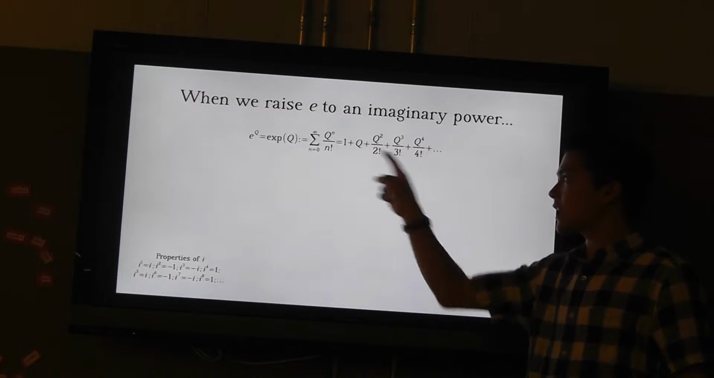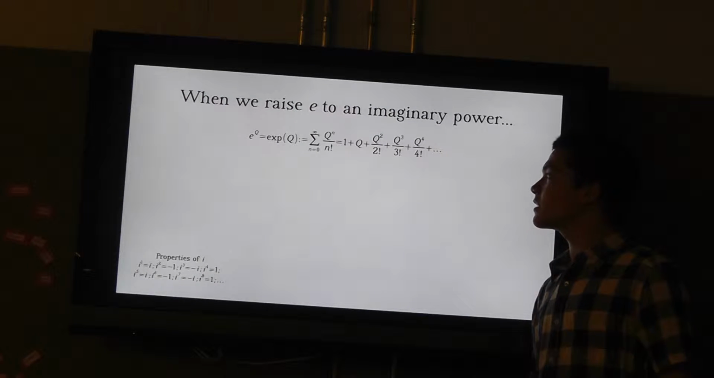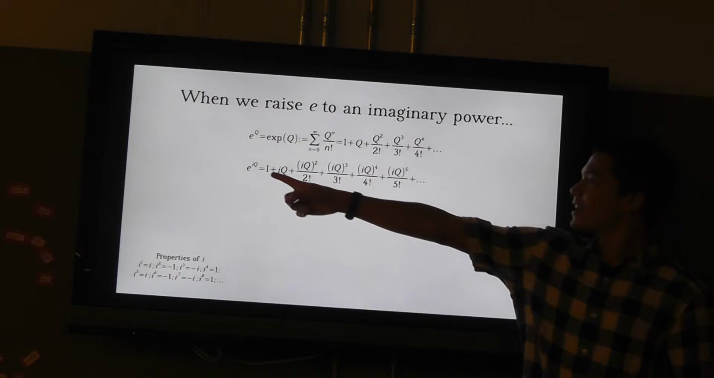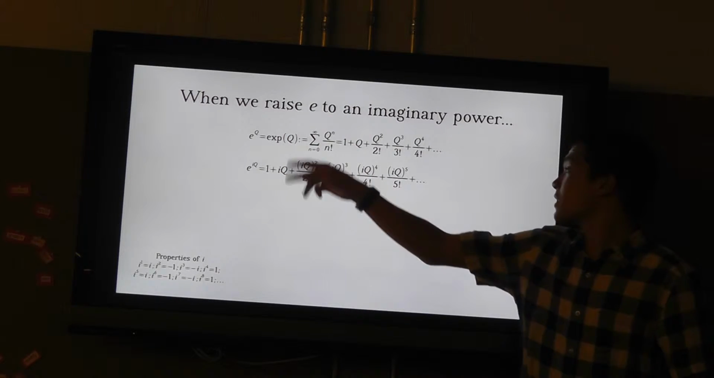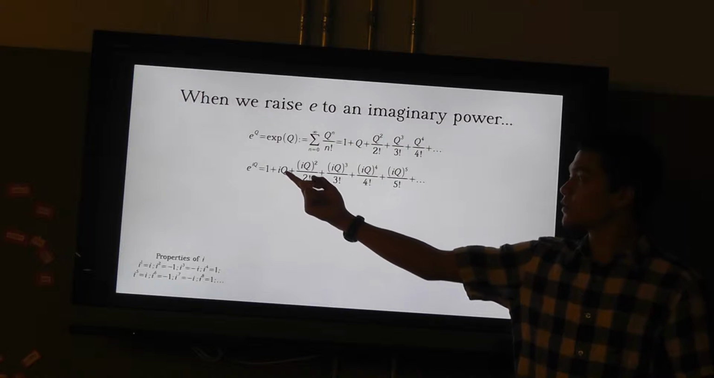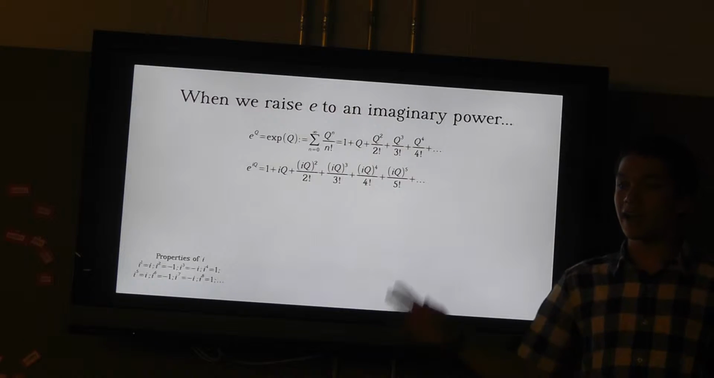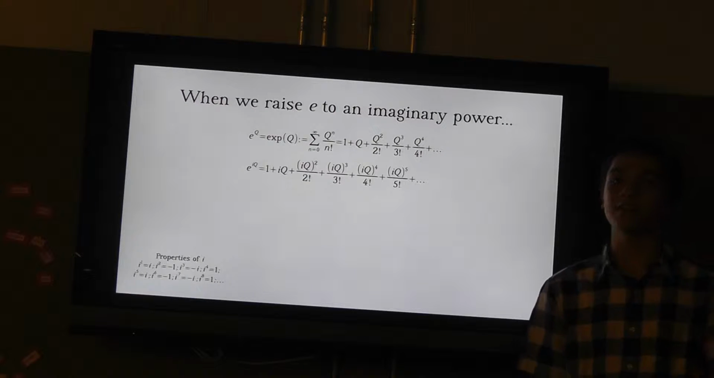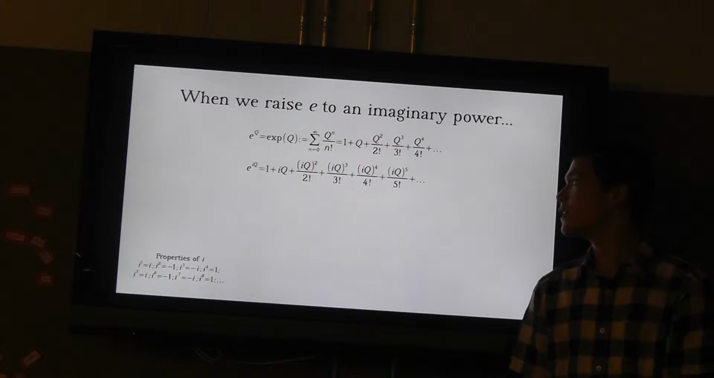So this is just our exponential function we had. So when you raise it to iq, you replace q with iq, and you get something like this. So e to the iq equals 1 plus iq plus iq quantity squared over 2 factorial plus iq quantity cubed over 3 factorial, and so on and so forth.